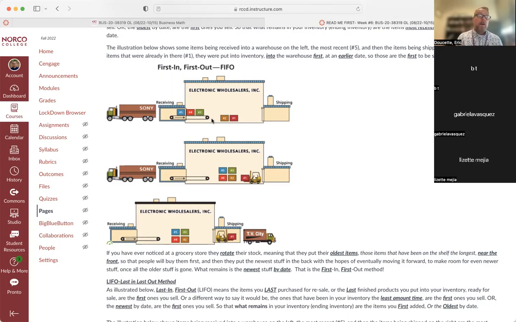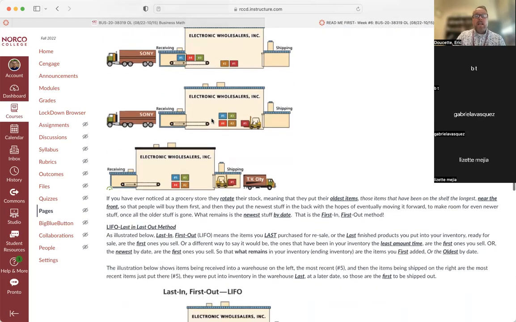So when we talk about first in, first out, that means all of the first items I put into my warehouse were the first ones I sold. So what remains is all the newest stuff, the stuff I most recently put into my warehouse. By date, it's going to be the newest. It's going to be those items that are the last ones I put in.